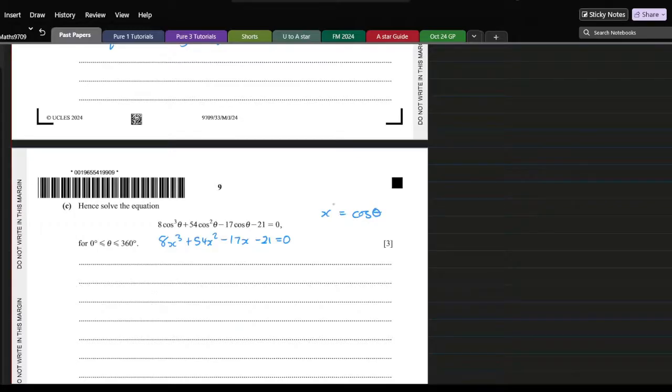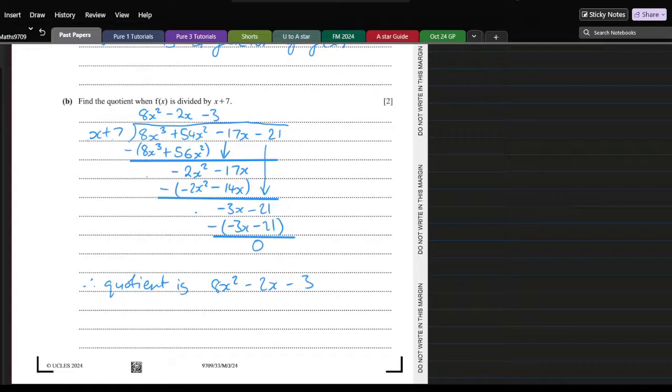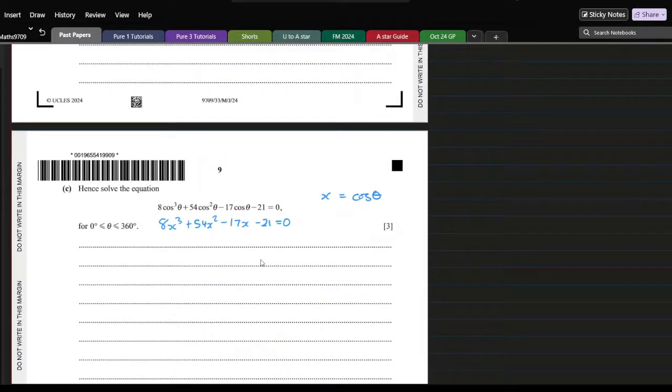And so what that allows us to do is that we know that the factors of f of x are x plus 7 times 8x squared minus 2x minus 3. So we know that f of x is equal to x plus 7 multiplied by 8x squared minus 2x minus 3.